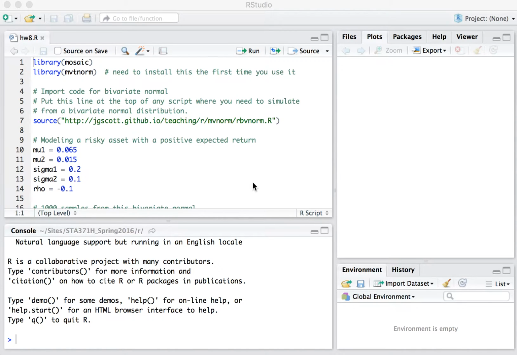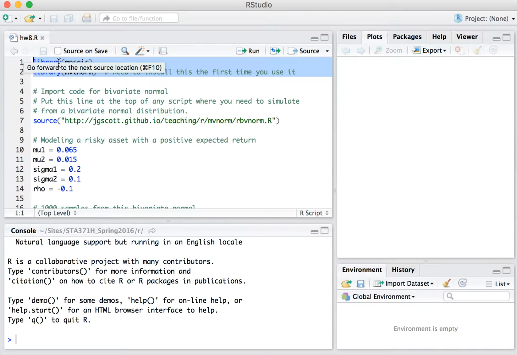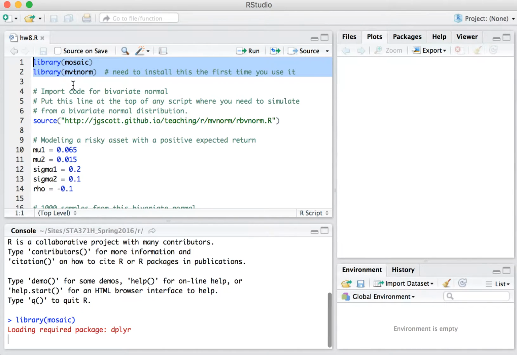Hi folks, I posted a small script on the website that walks you through the bivariate normal simulation problem from Homework 8, where you're trying to decide what the right mix of stocks and bonds is in a simple asset allocation problem. So you'll need a few libraries and helper scripts for this one. Obviously you need the Mosaic library and then the library we installed last week called mvtnorm. Go ahead and load those.